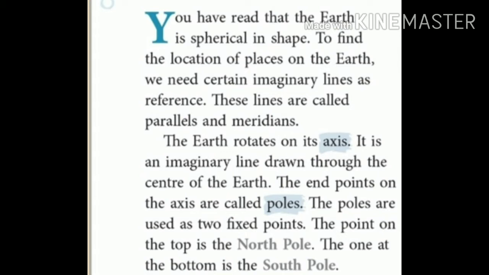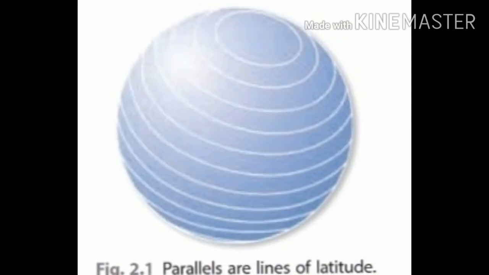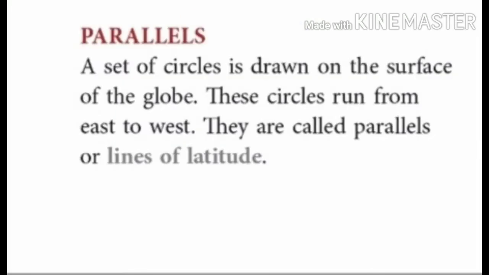Parallels and Meridians. Parallel means latitude and meridian means longitude. As we have already read in the previous chapter, the earth is spherical in shape, and parallels and meridians are imaginary lines on the earth. Look at the picture of figure 2.1. Parallels are lines of latitude. These circles which are running from east to west are called parallels or lines of latitude.